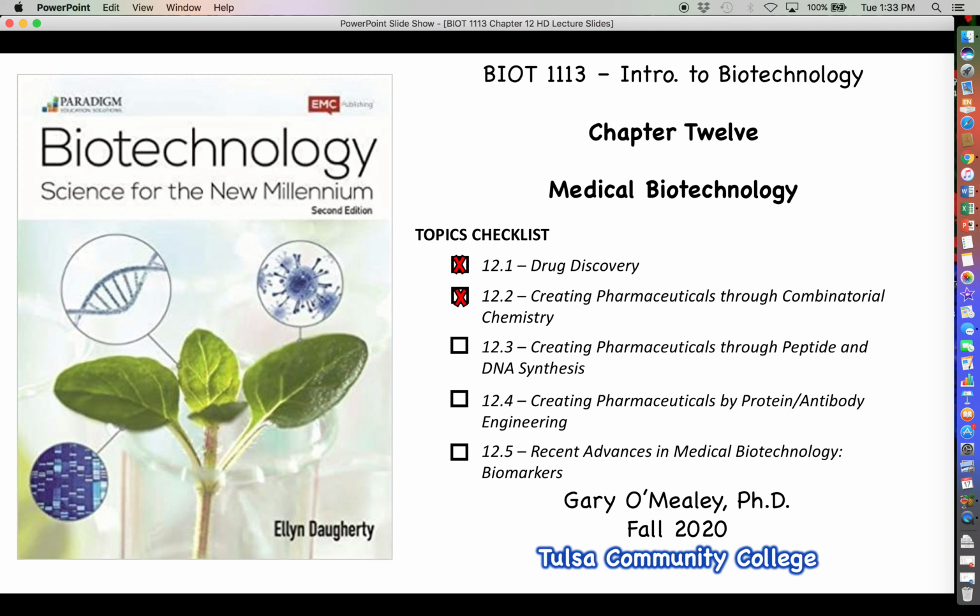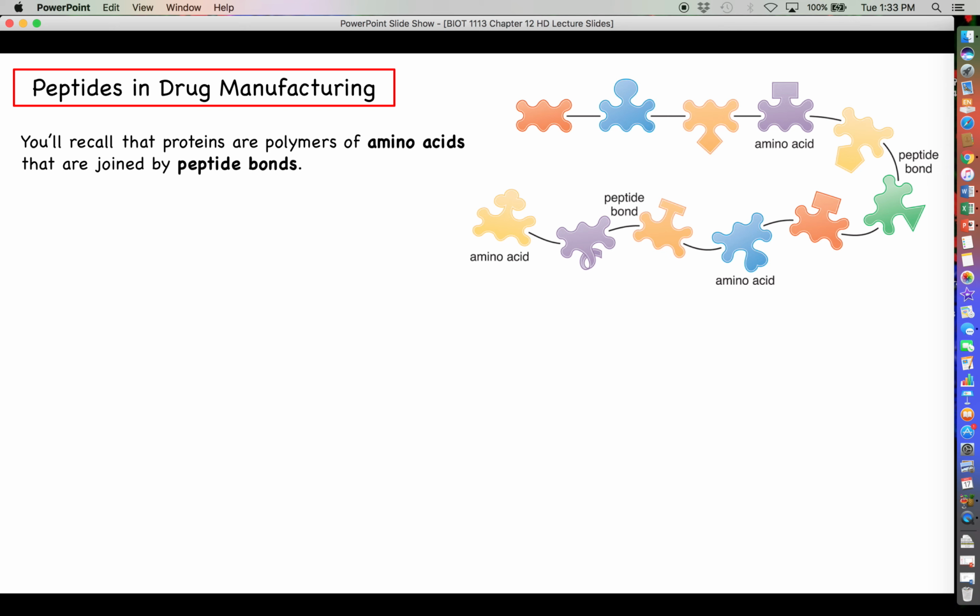So last time we talked about taking already existing natural drugs and modifying them to hopefully make them better through combinatorial chemistry. So now we're going to spend this time talking about actually synthesizing pharmaceuticals from scratch, which can be peptides or DNA or RNA molecules. So let's start by talking about peptide synthesis.